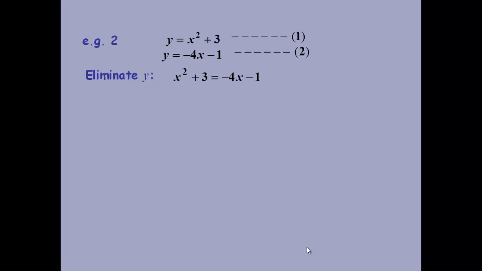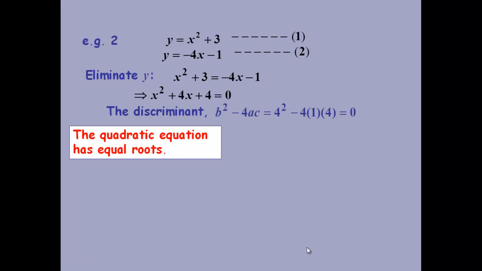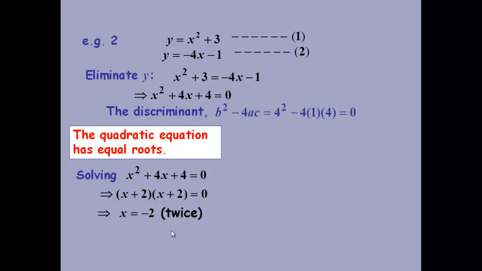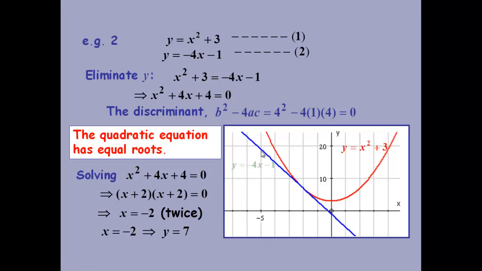Second example, same approach here. Here we find that the discriminant is equal to 0. And what that tells us is it has what we call equal or repeated roots. And if we factorise here, we can see that we've got x plus 2 all squared. We've got it repeated. In other words, x equals minus 2 is a solution, and the only solution. And we can see what that means graphically. That means that the straight line is a tangent to the curve.